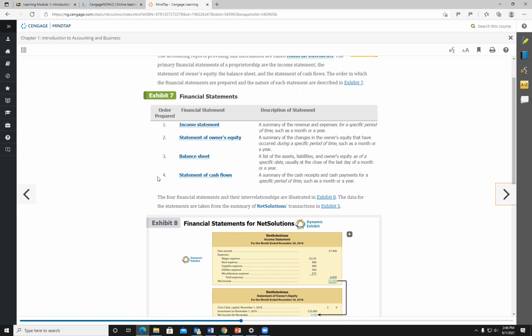Okay, so now we just did our income statement where we took our revenue and subtracted out our expenses to get our net income. Next thing we're going to prepare is called our statement of owner equity. And that is a summary of changes in the owner's equity that have occurred during a specific time.